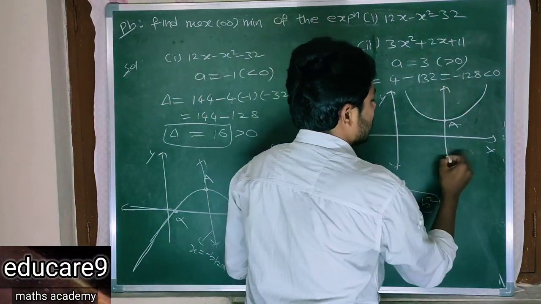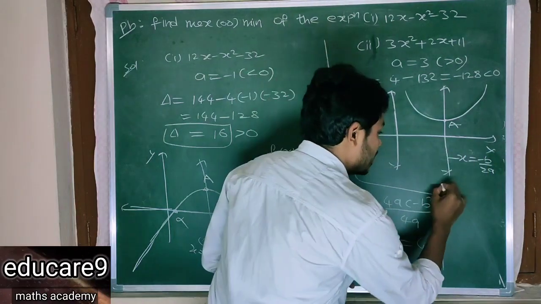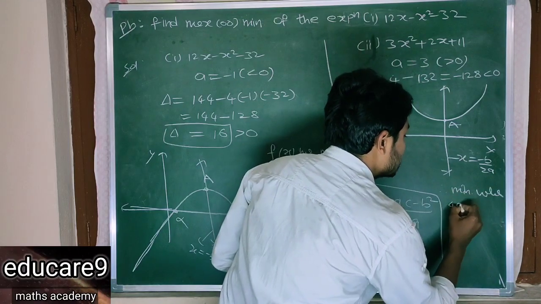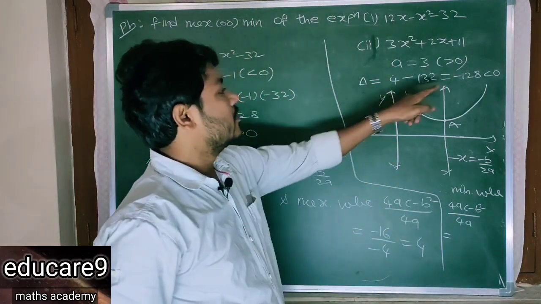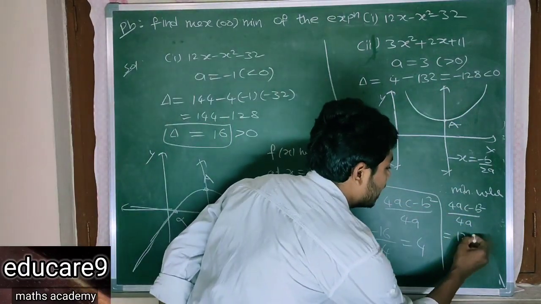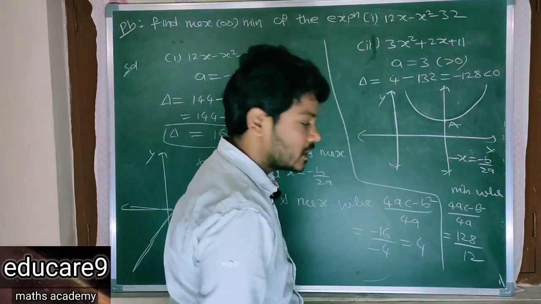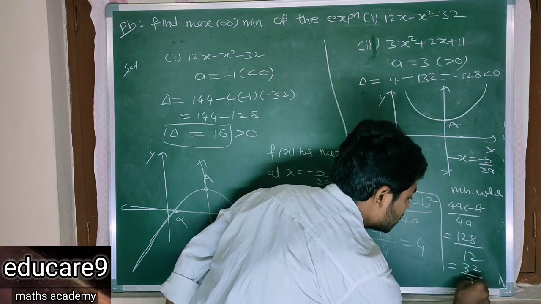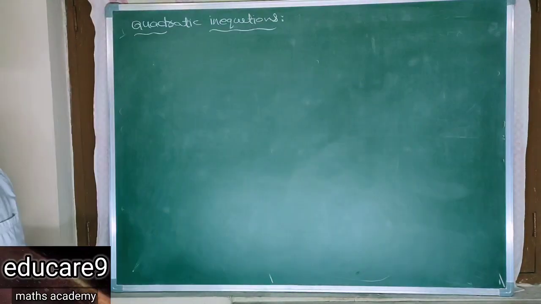This minimum value occurs at x is equal to minus b by 2a. Therefore, the minimum value is (4ac minus b square) by 4a. That is, b square minus 4ac is minus 128. This value is 128, and 4 into 3 is 12. So this is 32 by 3. So this is the minimum value of the given expression.